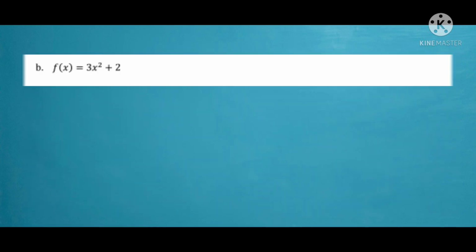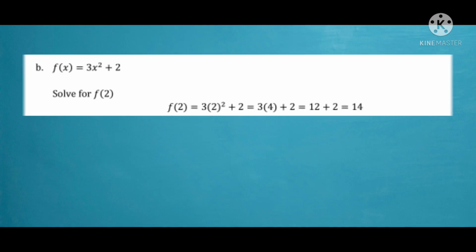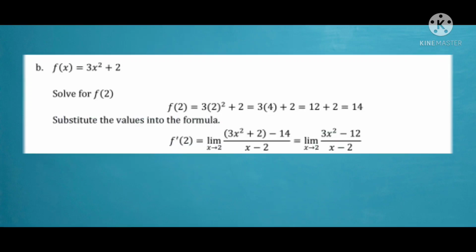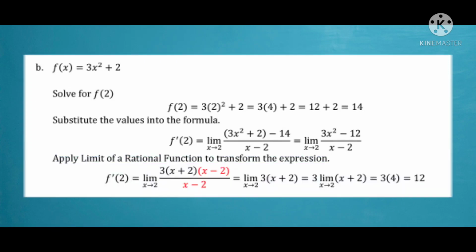This time, we have a quadratic function. Solving for f of 2, we get 14. Then, isa-substitute na natin yung known values doon sa formula. Pag sinimplify natin yung numerator, we get 3x squared minus 12. At ang factors niya ay 3 times the quantity x plus 2 and x minus 2. Now, because we have x minus 2 sa taas at sa baba, we will cancel them. And then, we will apply direct substitution to evaluate this limit. And ang makukuha natin is 12. This is now the slope of our tangent line, or the derivative.